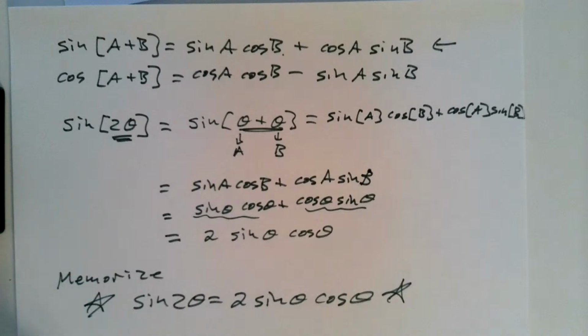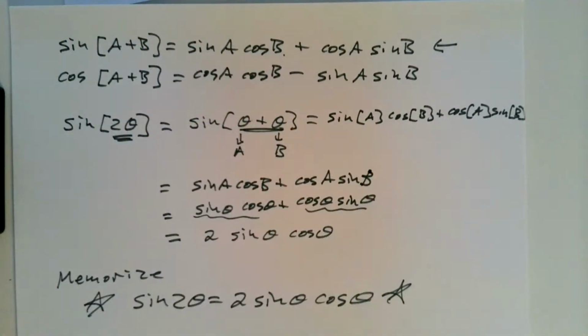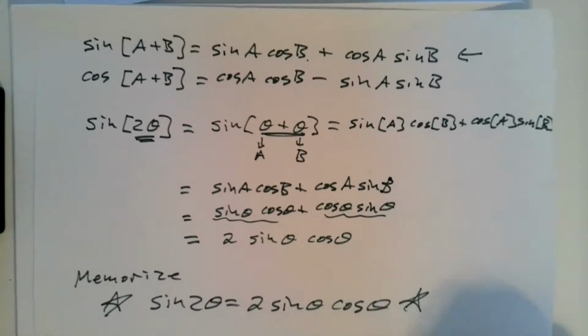Now notice where it came from. It came directly from this identity: sine of A plus B is sine A cos B plus cos A sine B. Now let's go ahead and try to do the same thing for cosine of 2 theta. So I need the identity first. I need cosine of A plus B.